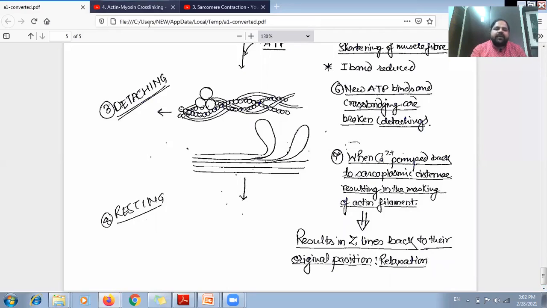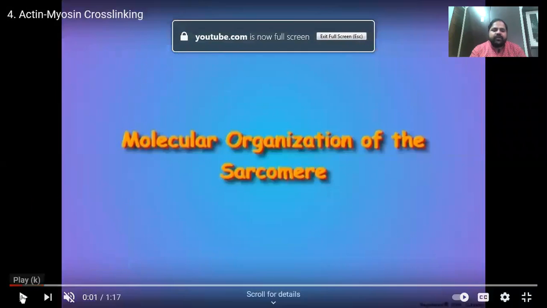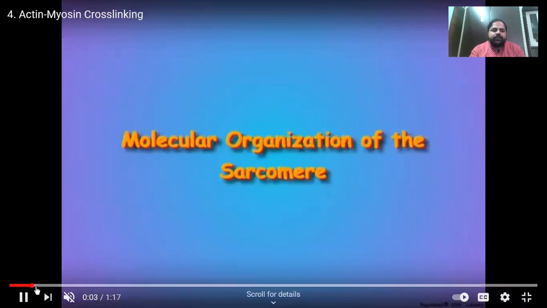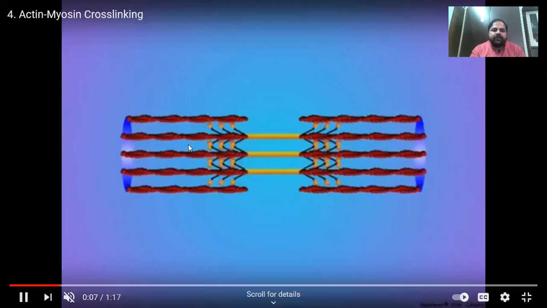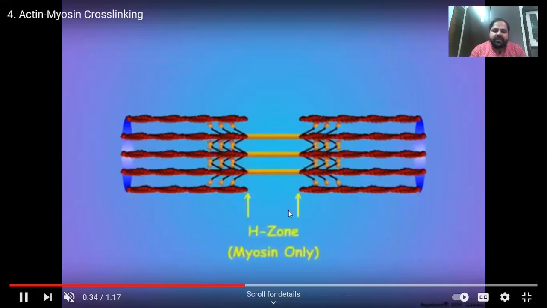To understand completely, we can see this video and understand the whole mechanism by this animated video. We can see here that, as I told before, this red color structure is representing the actin. This structure is representing the myosin. This structure is representing the Z band. The structure where only actin is present is the I band. The A band is where the myosin is present. Now we can see the H zone.